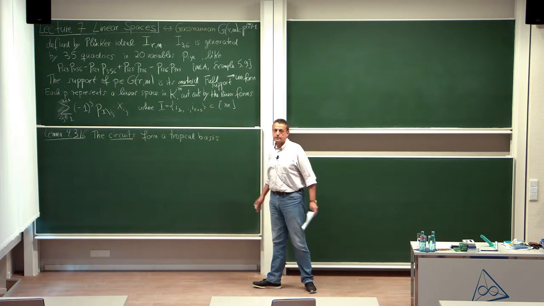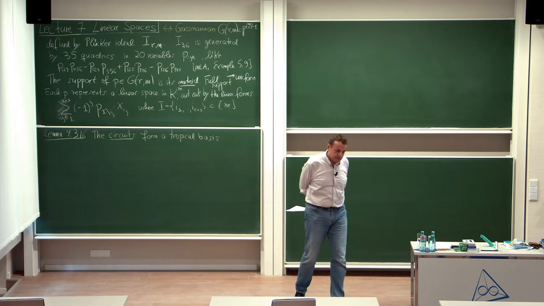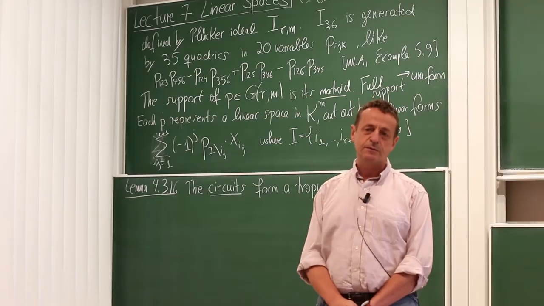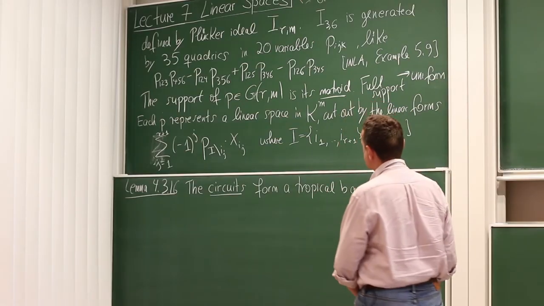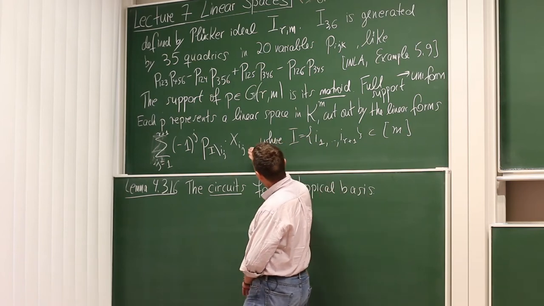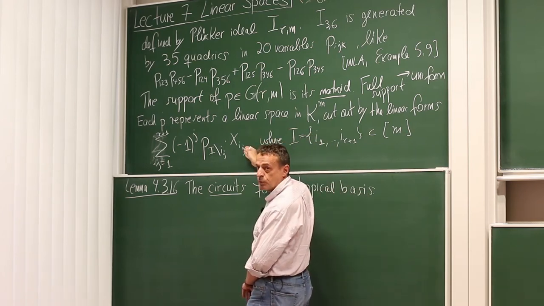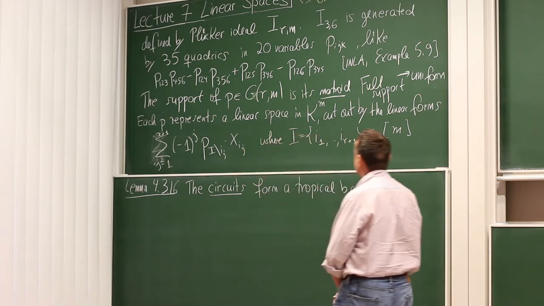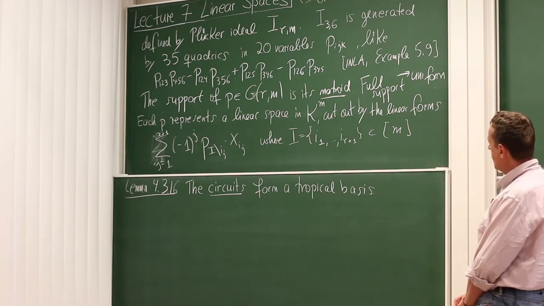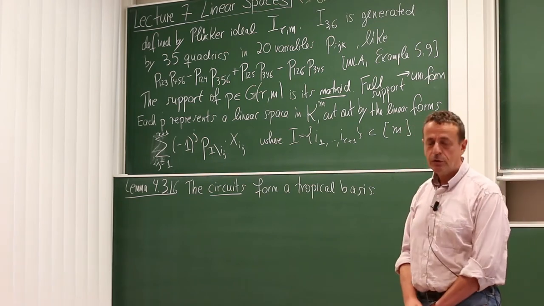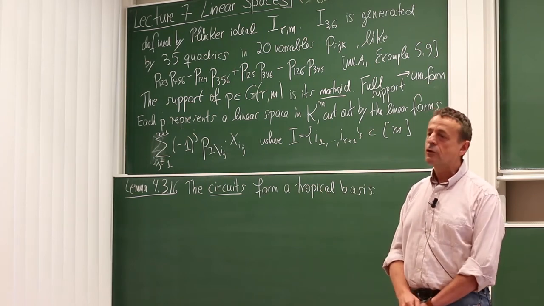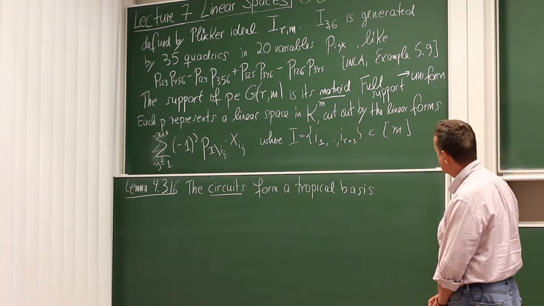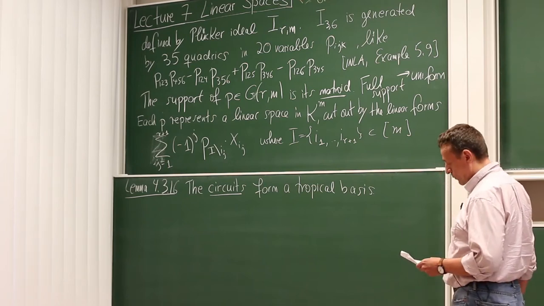So a circuit in, let's say, a space of linear forms is a non-zero linear form of minimal support, minimal with respect to containment, right? So this uses relatively few of the variables, at most r plus 1. Let's think of m as big and r as small. So this is a linear form that vanishes on our linear space and has relatively small support. And I claim that these are precisely the inclusion-minimal support sets among non-zero linear forms vanishing on our space. And the content is that they form a tropical basis.